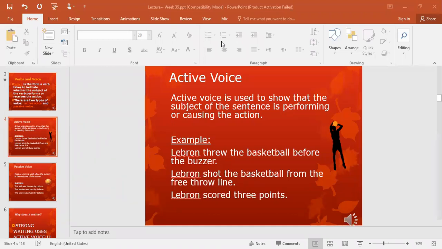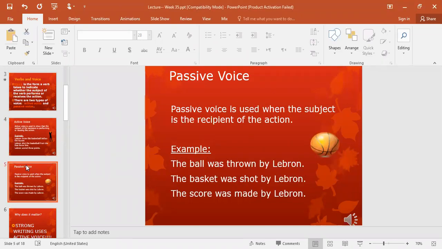Okay guys, so لازم نفهم شغلة, when the subject is the performer, يعني is the one who is doing the action, then the voice here is an active voice. Let's see what is the difference between the active and the passive. يعني let's see what is a passive voice. A passive voice is used when the subject is the recipient of the action. يعني the one who receives the action.